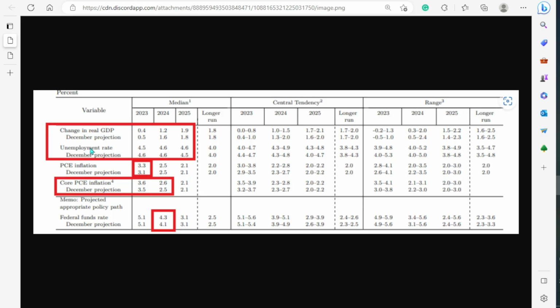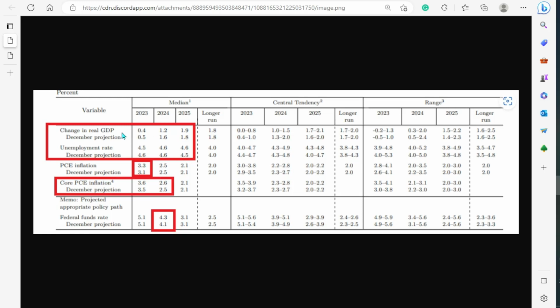What about unemployment rate? This right here is relatively flat. So for 2023, they were looking at 4.6 in December, and now they're expecting 4.5. So they're actually seeing that unemployment is going down a little bit. So maybe that means that, hey, the job market is a little bit stronger than they thought. So therefore, we might see stickier inflation here. Now, 2024, this is unchanged. 2025, this is expected to go up to 4.6 versus 4.5 in December.